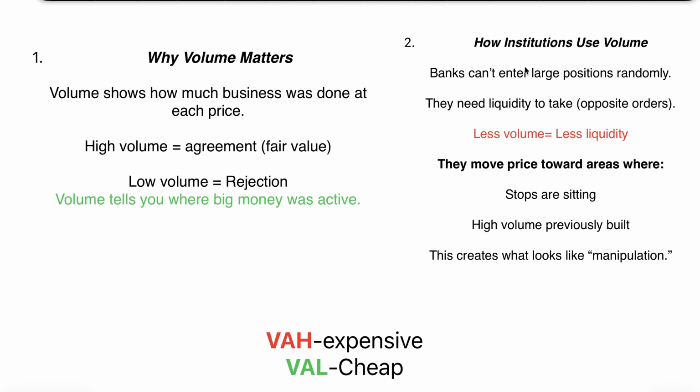Now, number two, how institutions use volume. Banks cannot enter large positions out of the blue. It's never random. They need liquidity to take opposite orders. So when there's less volume, that means less liquidity. That's why price tends to reject these levels.